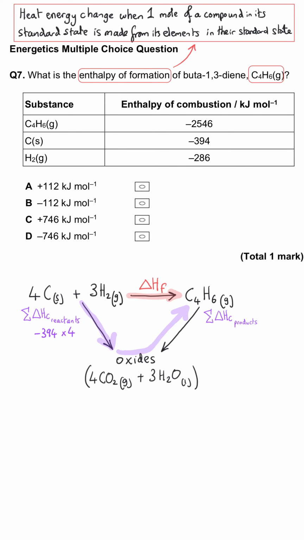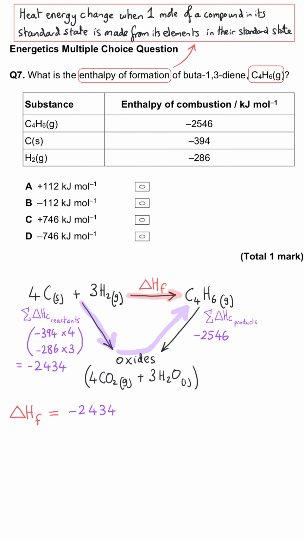So we need to multiply that number by 4. And minus 286 is the enthalpy of combustion of hydrogen, but we are burning 3 moles of hydrogen. And so the sum of this arrow is minus 2,434. And the buta-1,3-diene arrow is simply minus 2,546.